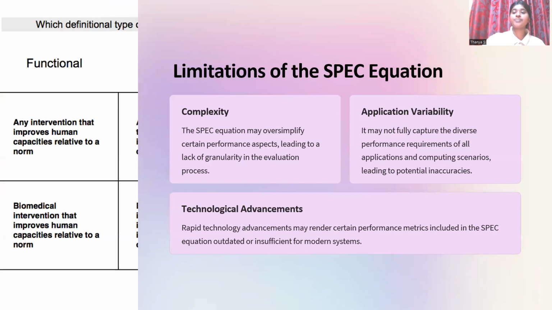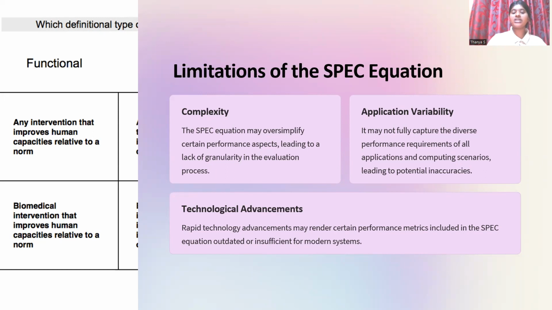Next is limitations of spec equation. There are three main limitations. Those are complexity, application variability, and technological advancements. So in complexity, the spec equation may oversimplify certain performance aspects, leading to a lack of granularity in the evaluation process. In application variability, it may not fully capture the diverse performance requirements of all the applications and computing scenarios, thus leading to potential inaccuracies.